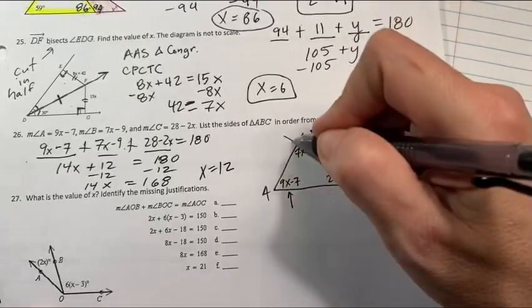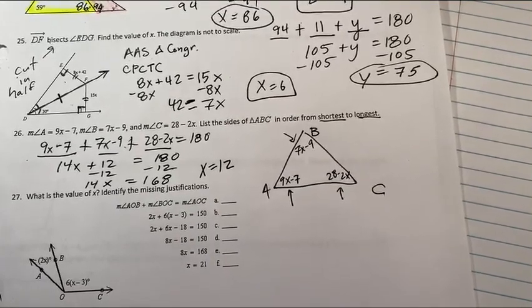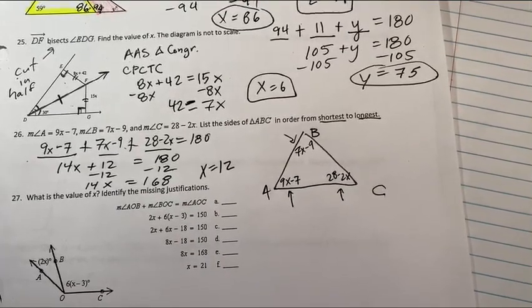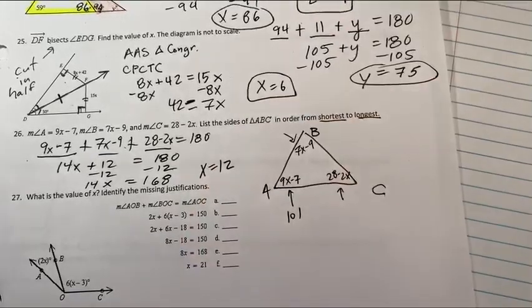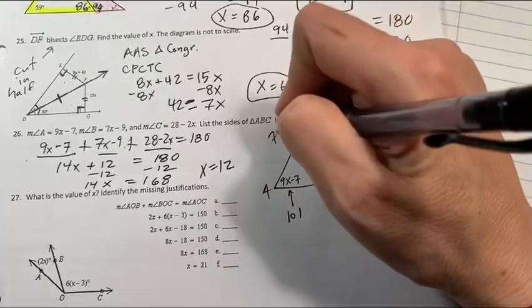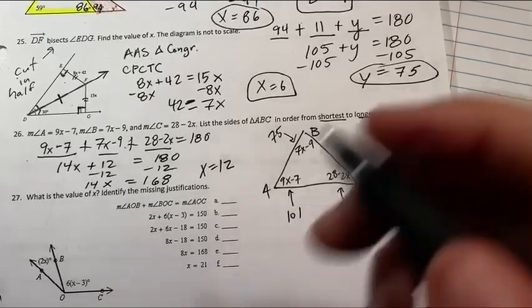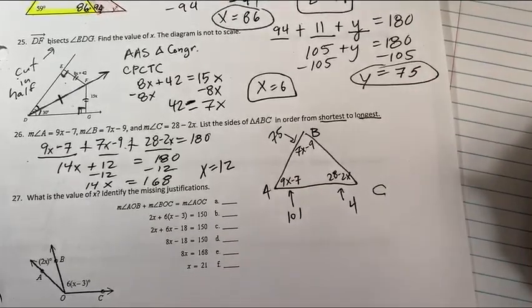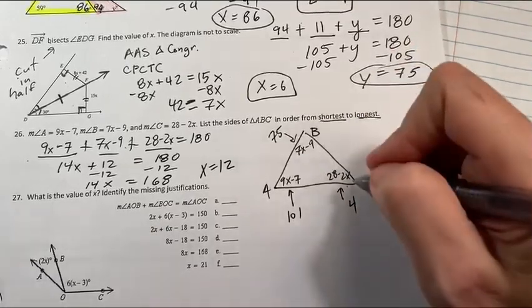So plugging in 12 at each of these locations, 9 times 12 minus 7 is 101. 7 times 12 minus 9 is 75. 28 minus 2 times 12, 4. Ooh. So this angle is really, really small.